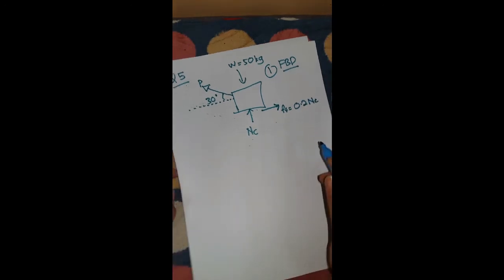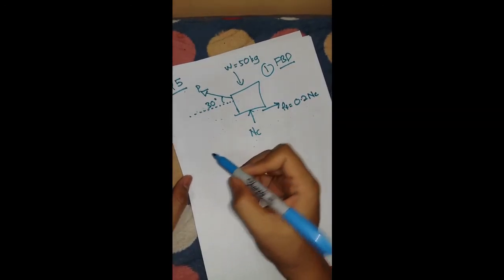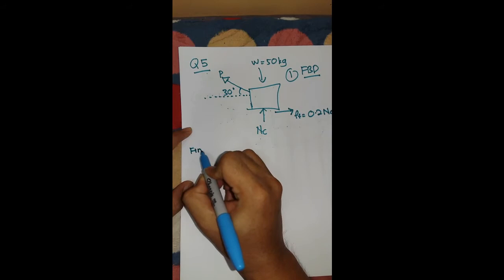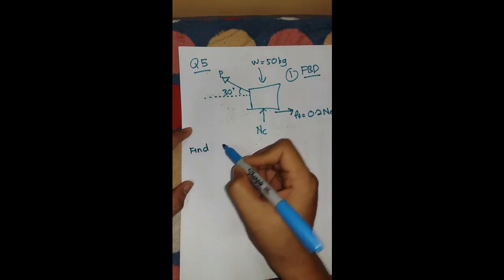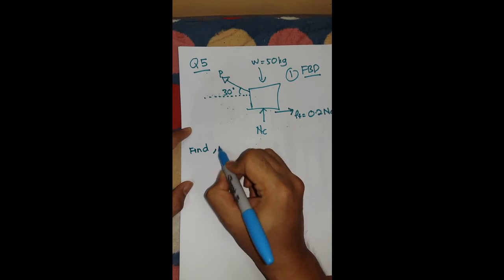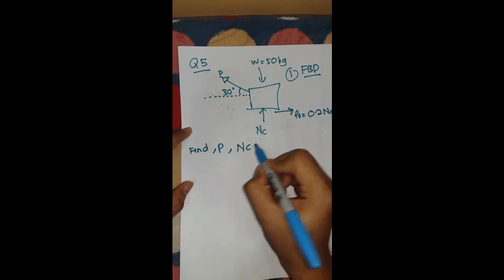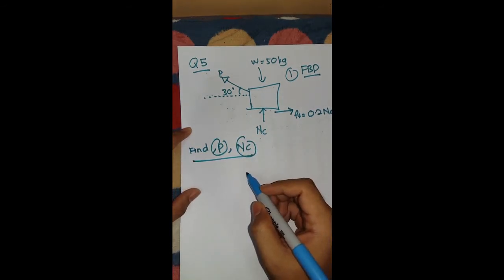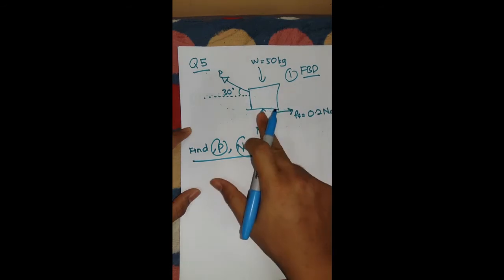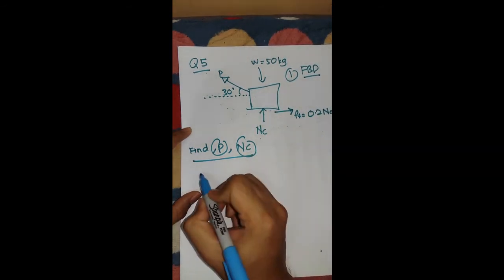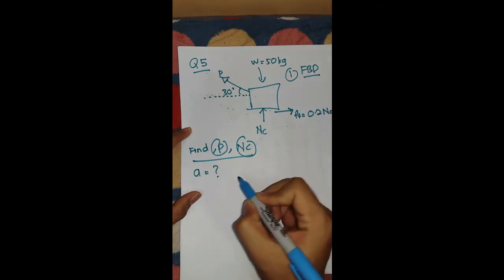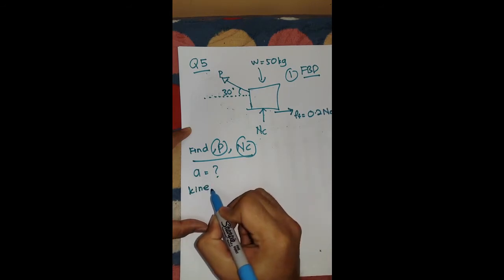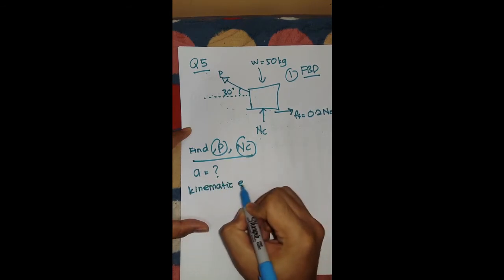Okay, in the question, they ask us to find the P and N. So the steps to find P and N here: firstly we have to find the acceleration of the box. The first one, acceleration. How are we going to get the acceleration? By using the kinematic equation.